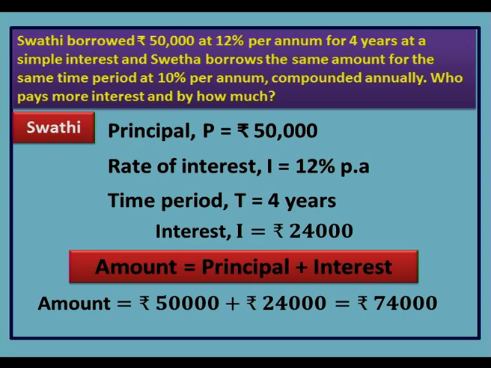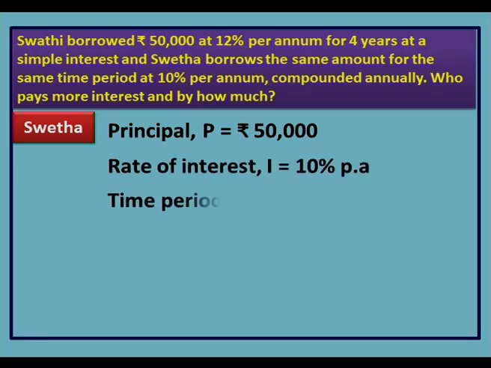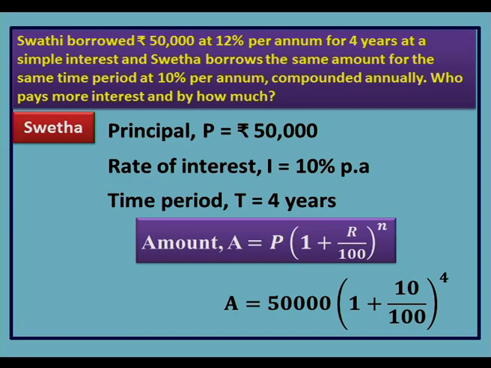Now, let us find out how much Sweta has to pay. Principal borrowed is the same, that is 50,000 rupees, rate of interest is 10% per annum, whereas the time period remains the same, that is 4 years. Now, we know the formula to find the amount using compound interest, that is A is P into (1 plus R by 100) whole power n. We use this formula because here the interest is compounded annually. So, now let us substitute the values of P and R, that is 50,000 into (1 plus 10 by 100) whole to the power of 4.